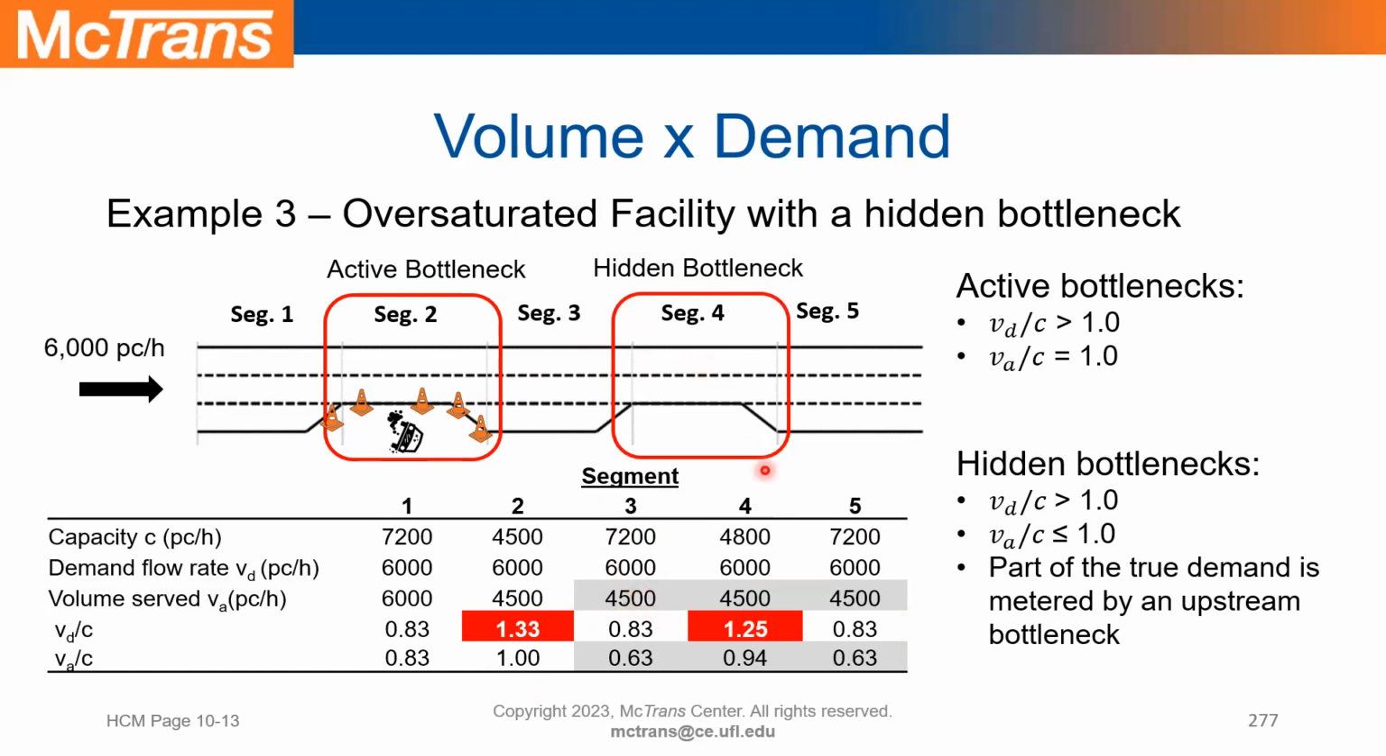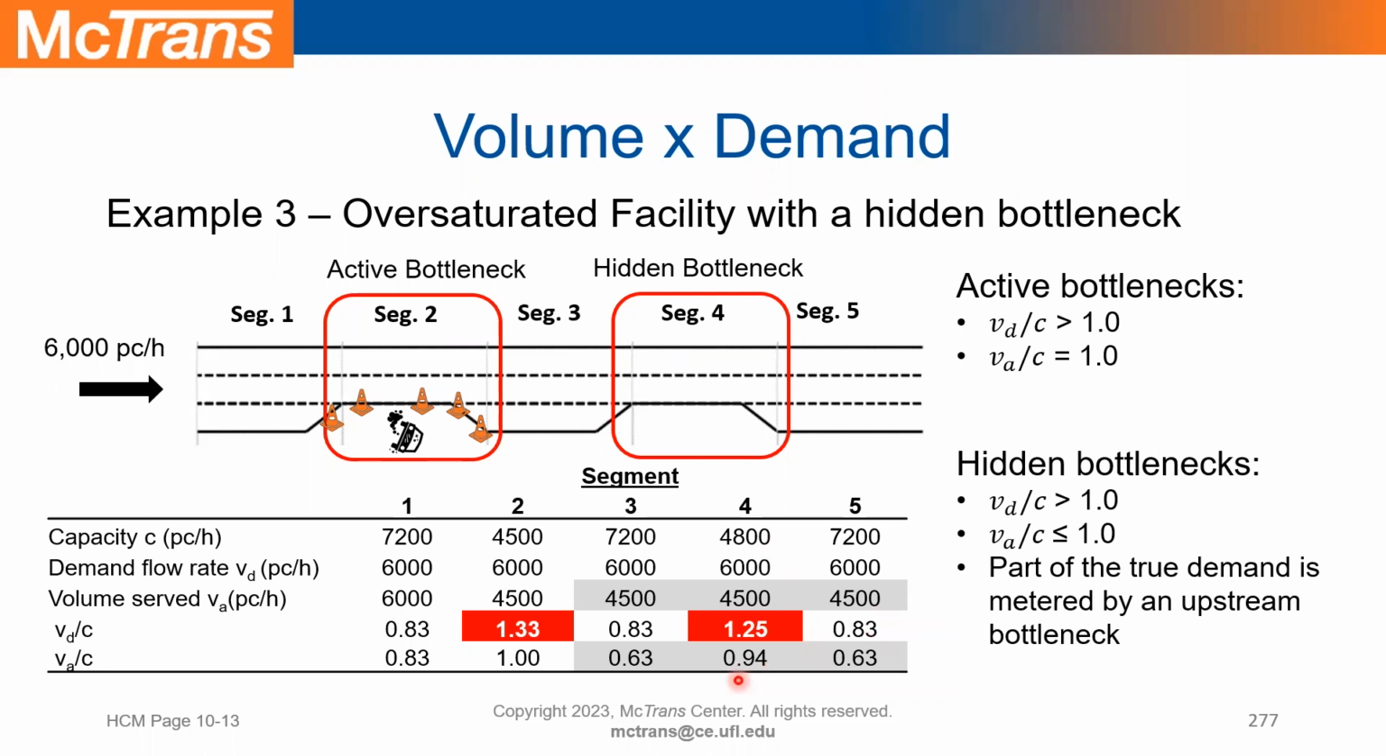Here is the most important part of this story, on segment number 4. We have a capacity of 4,800, demand is more than capacity, but only 4,500 vehicles are able to get there for segment number 4, which is, we have enough capacity to serve all of them. That's why they're all going to be served. Now, if we look into D over C, still demand to capacity ratio is more than 1. That means that this segment still is a bottleneck. But then volume to capacity ratio is less than 1. That means that this bottleneck is not metering.